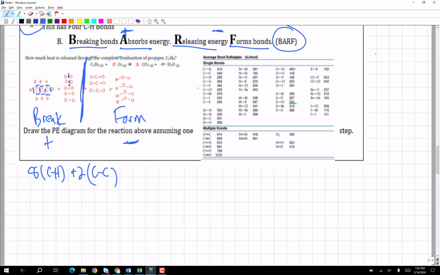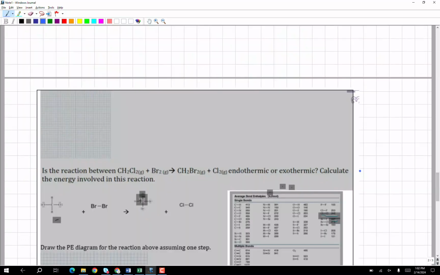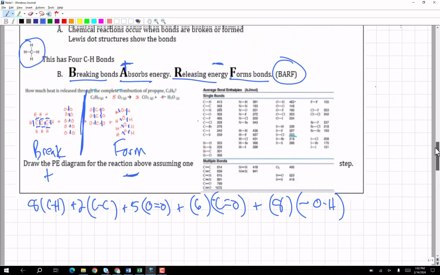And then I have 1, 2, 3, 4, 5, plus 5 O double O's. Plus 1, 2, 3, 4, 5, 6. 6 C double O's plus, I gotta have negative in there because they're forming. Then I have 1, 2, 3, 4, 5, 6, 7, 8. 8 negative O to H. And that's going to be the delta H of the reaction.